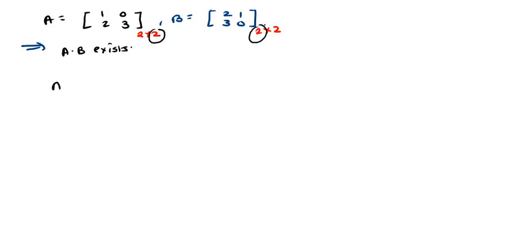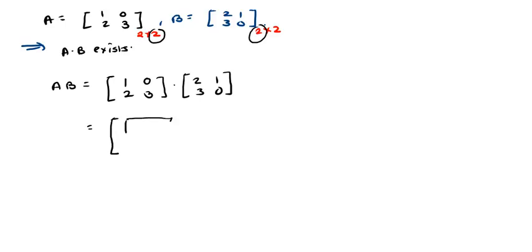And see what the multiplication A into B will be. Put matrix A, that is 1 2, 0 3, and matrix B is 2 3, 1 0. Now see what will happen. This entry will be obtained using the first row and first column. First component with the first component of the first column, so this will be 1 into 2 plus the second component of the first row with the second component of the first column, so this will be 0 into 3.